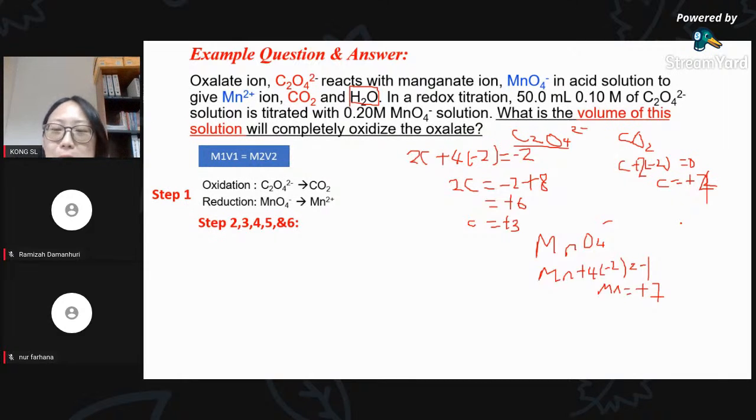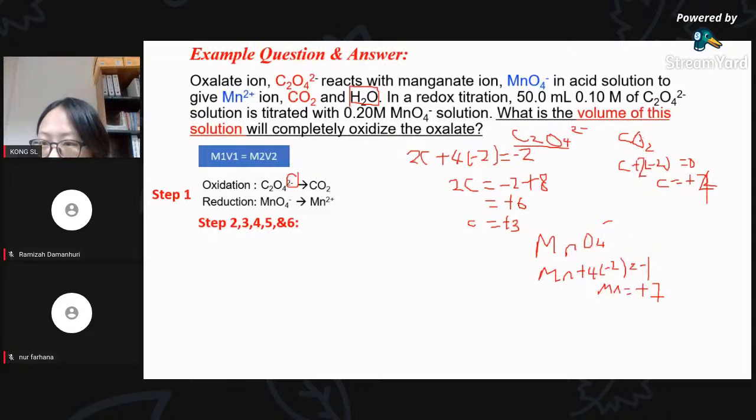Okay, faham madam sedang buat apa tak? Madam sedang kira oxidation number untuk setiap elemen ni. Kita tengok ni carbon, 2 carbon, campur 4, negatif 2. So sama dengan negatif 2, kita tengok sini negatif 2. Jadi 2C sama dengan negatif 2, pergi sana, campur 8, so equal to positive 6. Jadi 1C sama positif 3.